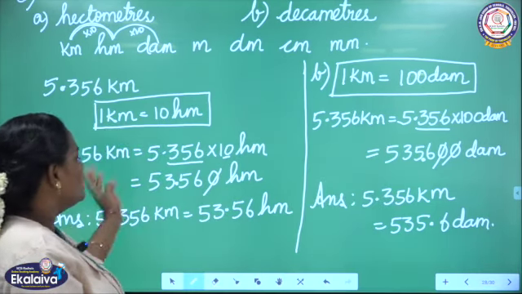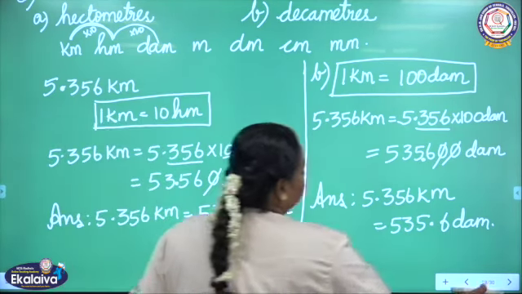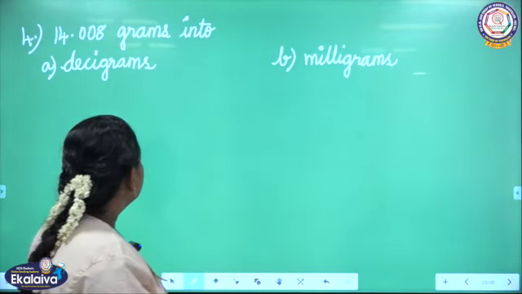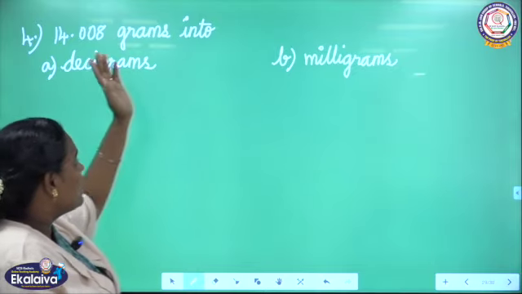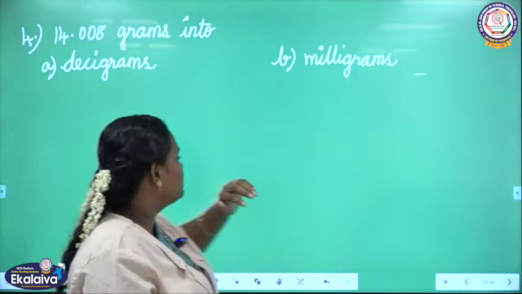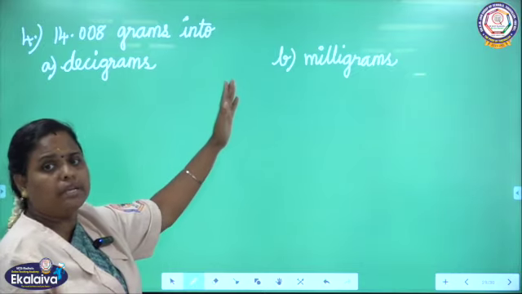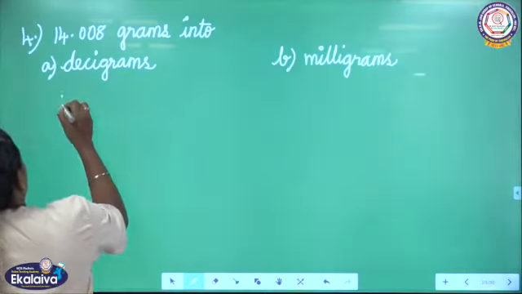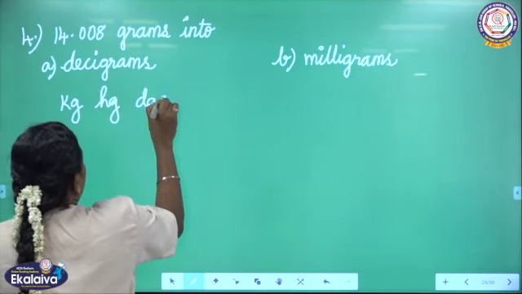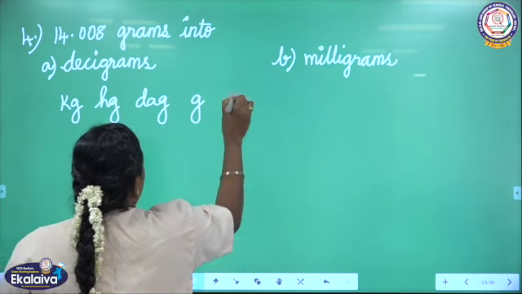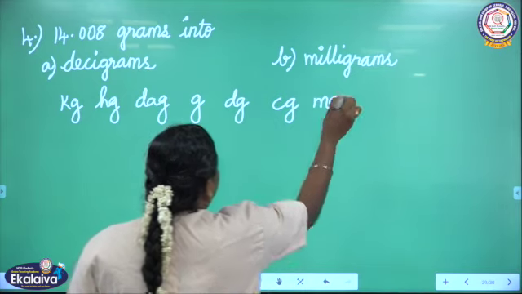So we have converted into decameter. This is kilometer into hectometer, this is kilometer into decameter. Next one, we are going to convert gram into decigram and grams into milligrams. Gram into decigram is a bigger unit to smaller unit. First we will write kilogram, then hectogram, decagram, gram, then decigram, centigram, then milligram.